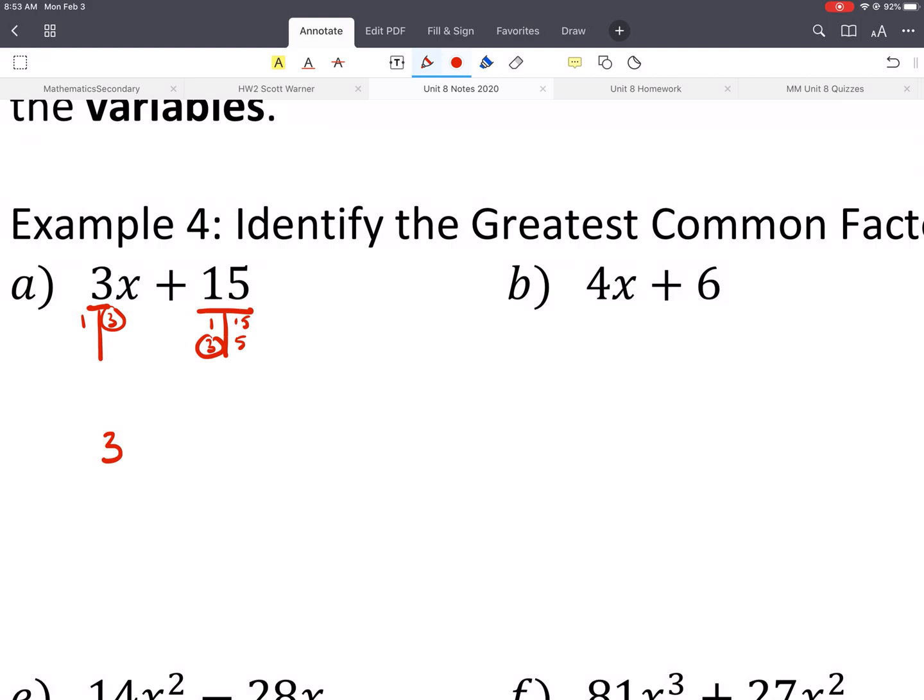And then we'll look at the variables. How many x's can we take from both terms? Well, there's not an x to take away on the second term, so we can't take out any x's. So this would be our greatest common factor.